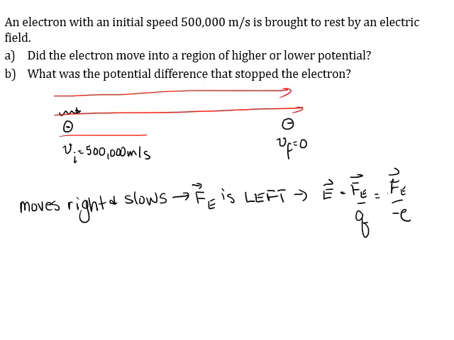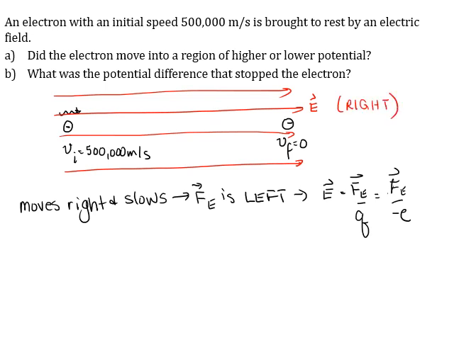So our electron is moving in an electric field that points right, and it feels an electric force that points left. So E points to the right. Okay, so that explains why the electron slows down.